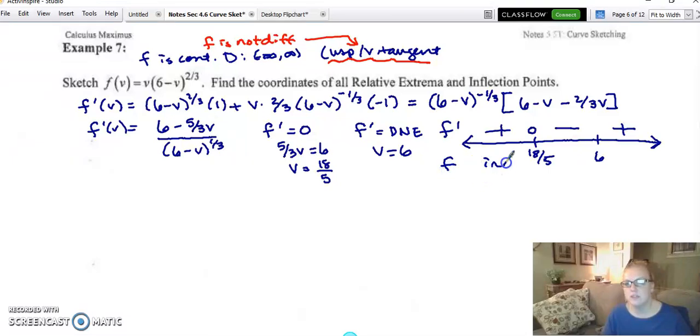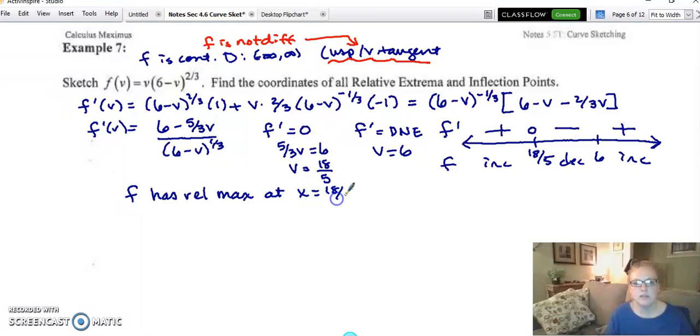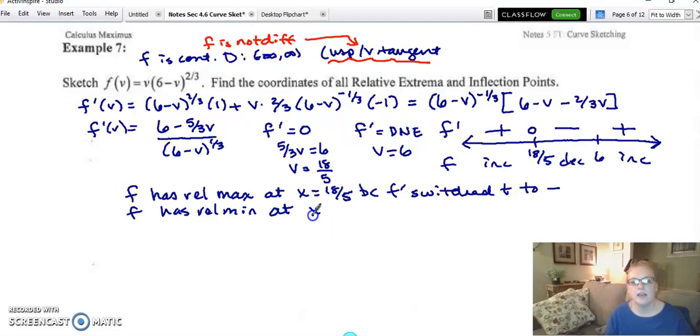So f is increasing, decreasing, increasing, and what you get now is our relative extrema. So f has a relative max at x equal to 18/5, and that's because f prime switched plus to minus. Remember, I always got to get the reason.